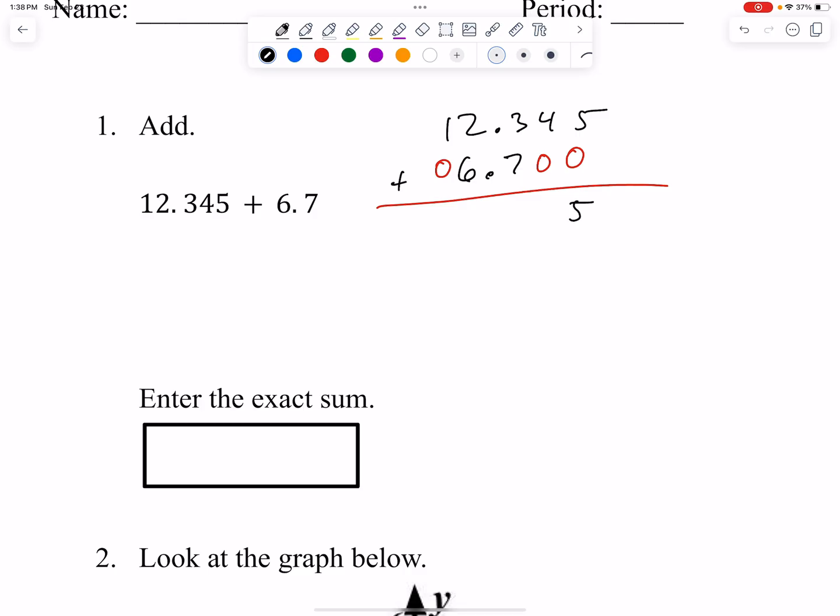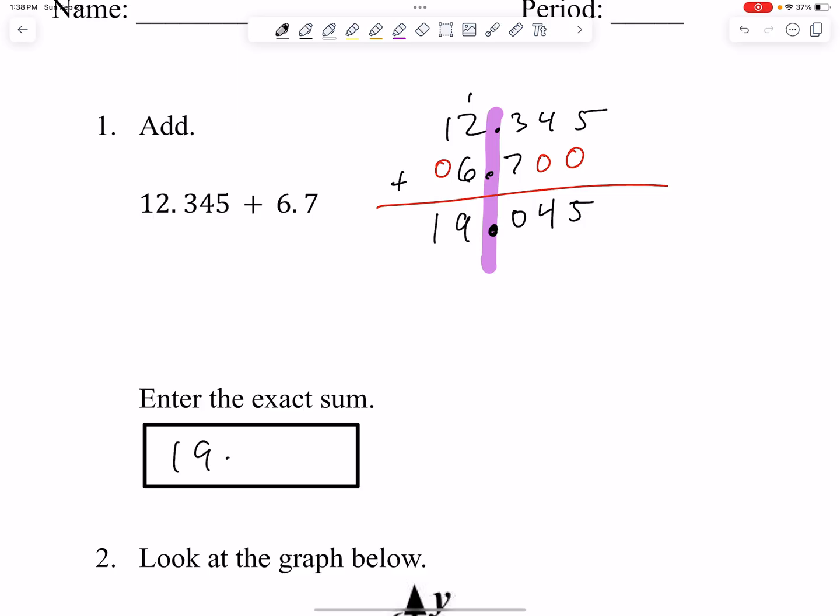So 5 plus 0 is 5, 4 and 0 is 4, 3, 7 is 10, carry the 1. Let's put our decimal place there because it belongs. Remember, your decimals gotta line up. And then I got 2 plus 6 is 8, plus 1 is 9, and a 1 at the end is 19. So 19.045. Not that horrible. Okay, so the key thing here, and this is where we mess up, you guys got to line up the decimals when adding or subtracting.